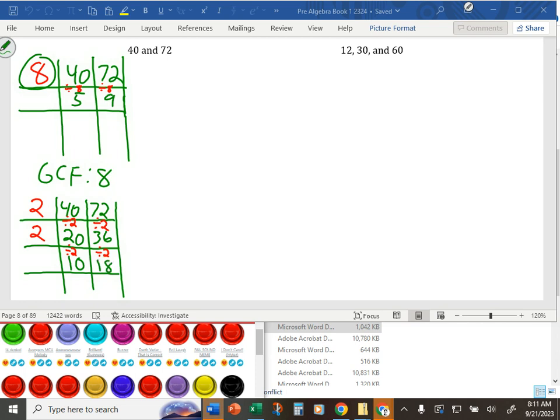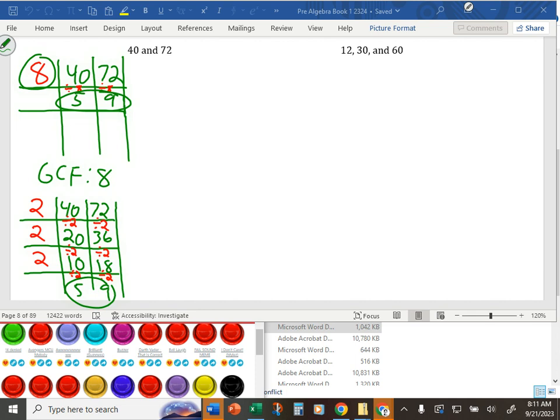Is there anything that goes into 10 and 18? 2 does. They're both even. So divide by 2, divide by 2. 10 divided by 2 is 5. 18 divided by 2 is 9. Oh, look here. We've eventually gotten down to the same numbers in both tables.